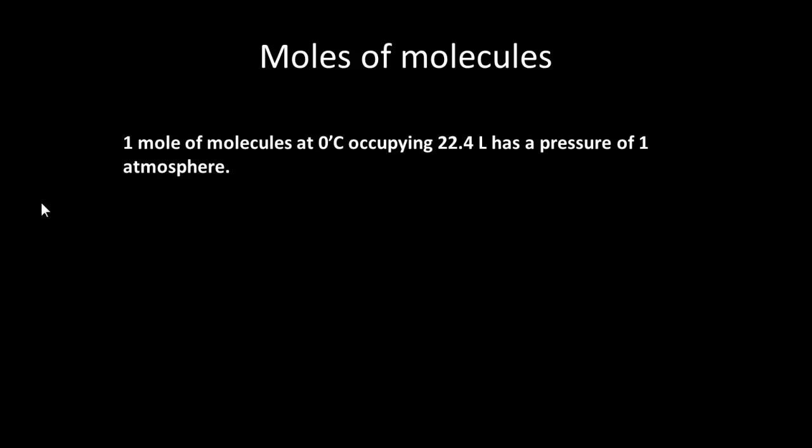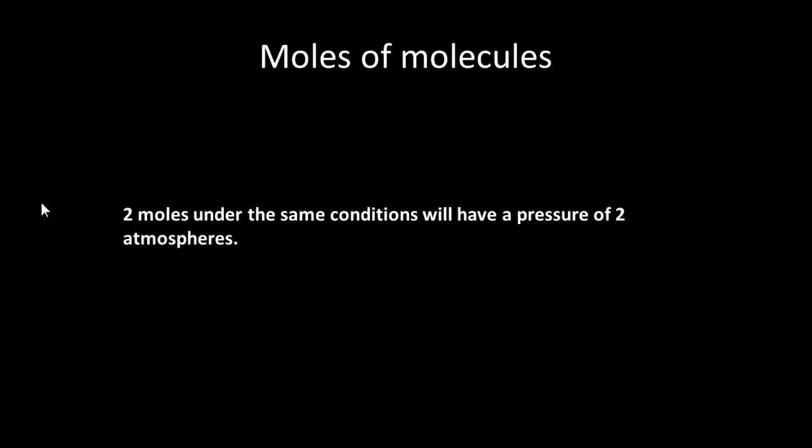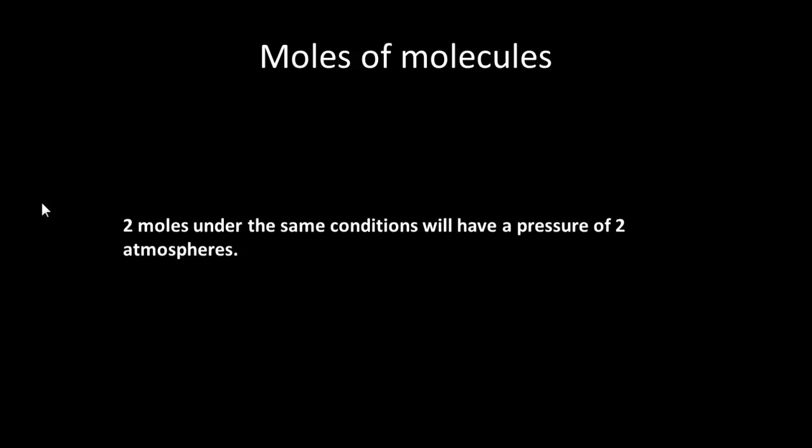So let's go back and look at moles of molecules. There are 6.022 times 10 to the 23 molecules in a mole. And 1 mole of molecules at 0 degrees Celsius occupies 22.4 litres and has a pressure of 1 atmosphere. So 2 moles under the same conditions will have a pressure of 2 atmospheres, because we're going to have more molecules.